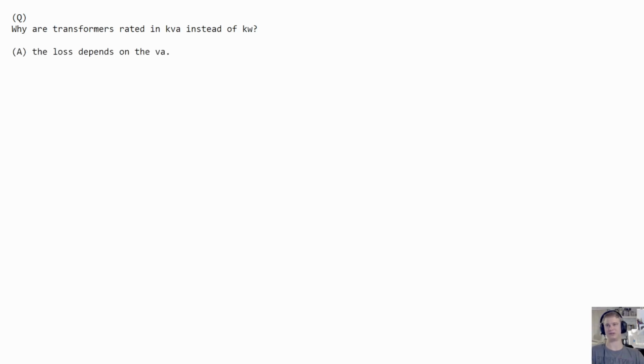Next, why are transformers rated in kilovolt amps instead of kilowatts? Kind of got a brief look at this earlier, and this is because the loss depends on the volt amps. Remember the power factor? Explain with the beer. Make sure to watch that video that I'm going to link in the description about that.